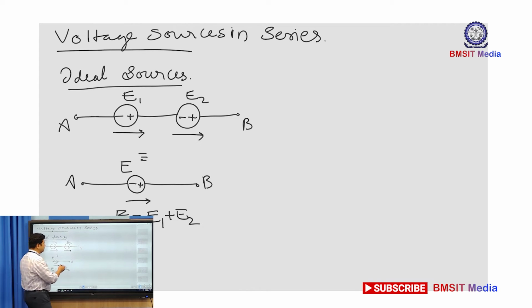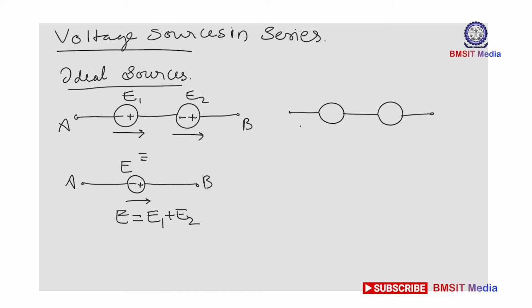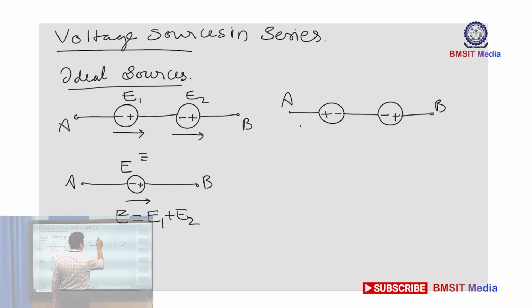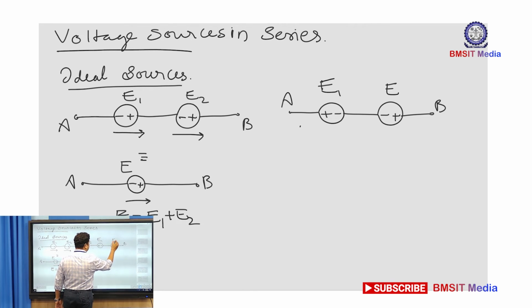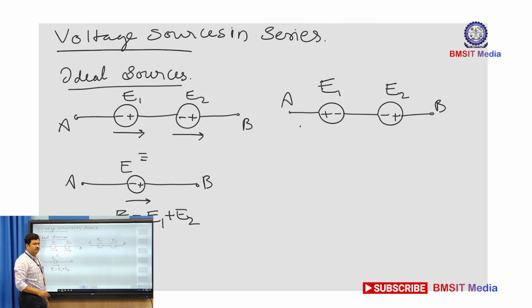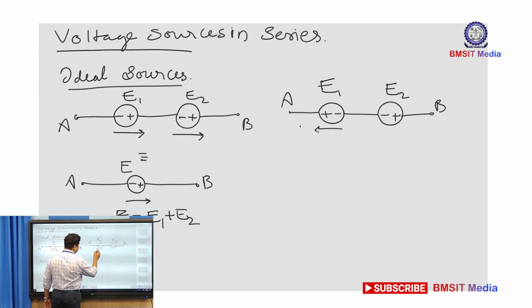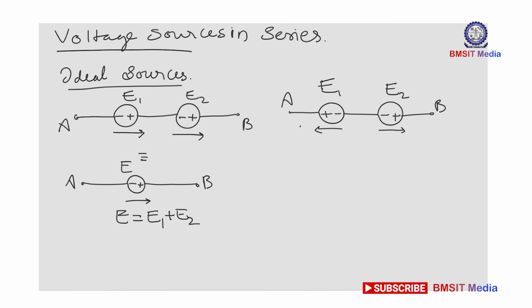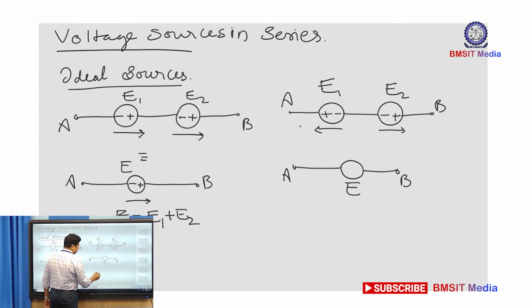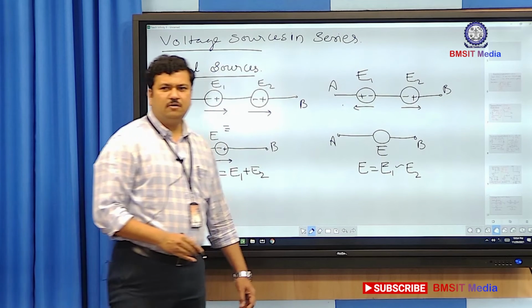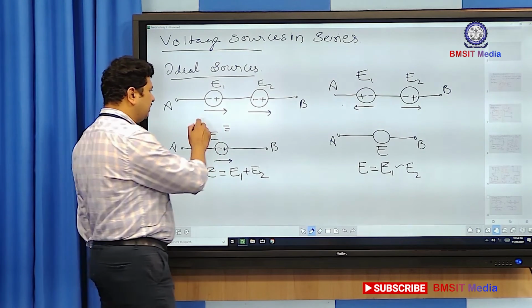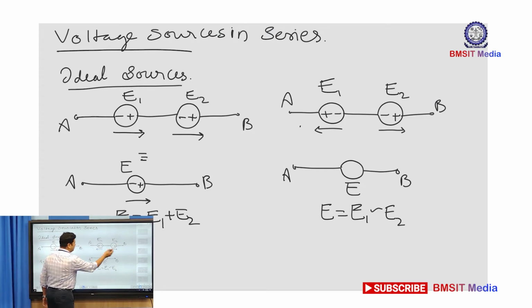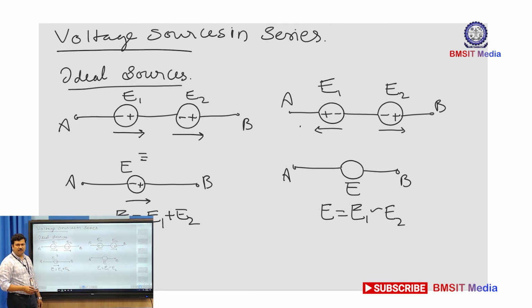Now, suppose both the voltage sources are in opposite directions, with voltage source E1 and voltage source E2. Now, the direction of E1 is anti-clockwise, whereas the direction of E2 is clockwise. The resultant voltage can again be represented with a single source with a voltage value E, and this E equals E1 minus E2. So, if both voltages are in the same direction, I add. If both voltages are in different directions, I subtract. I take the difference of the two.